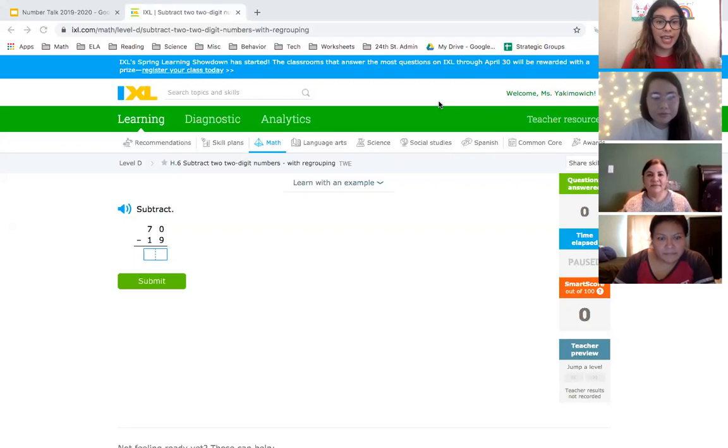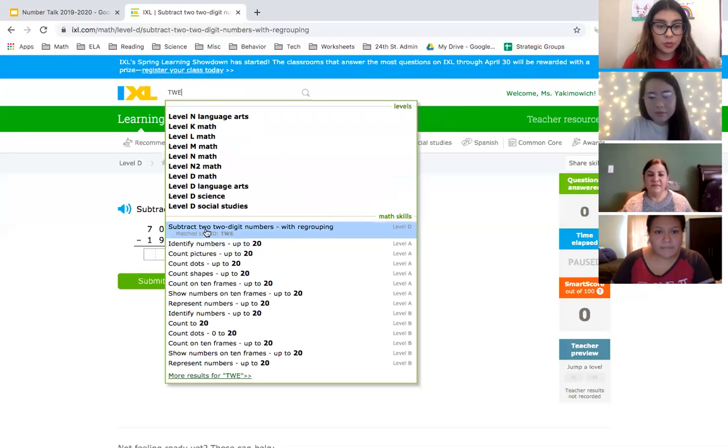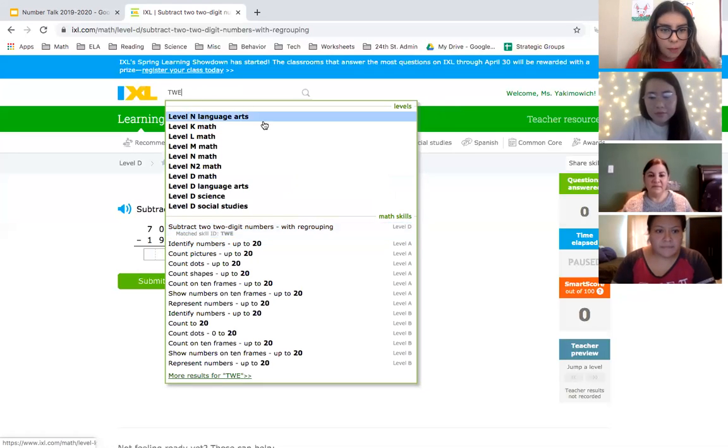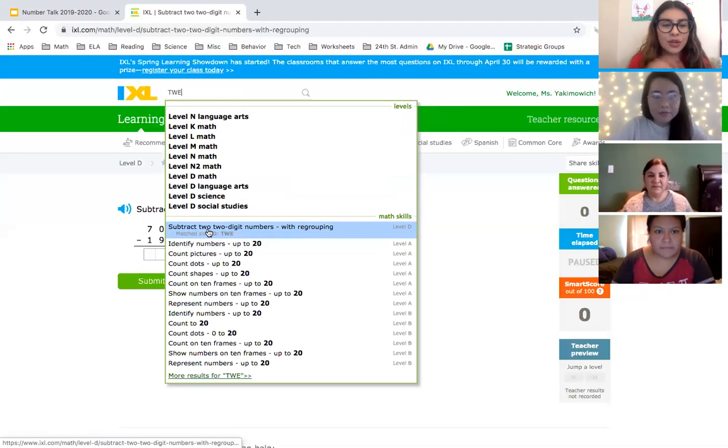Before we begin, I want to remind you of the code for IXL, and how to get to the assignment. Our code for today is TWE. You have to find your search bar, which looks like a little magnifying glass, and type in TWE, and it should come up. Usually it's on the top, but I guess they added some more stuff on IXL, so we just have to look here on the bottom. It says subtract two two-digit numbers with regrouping. If you see that title, you are going to click on the right assignment.